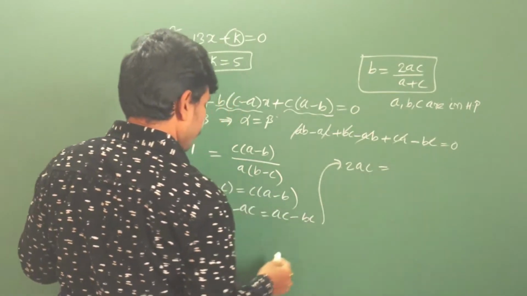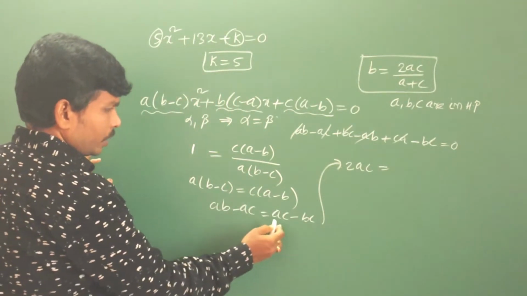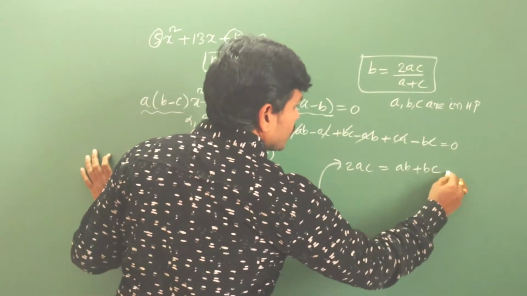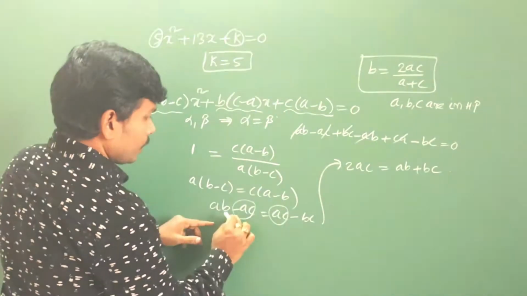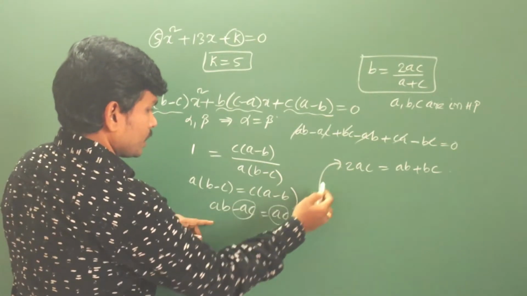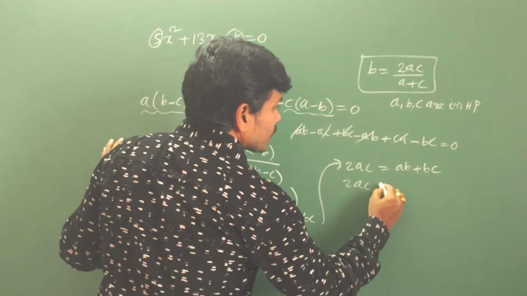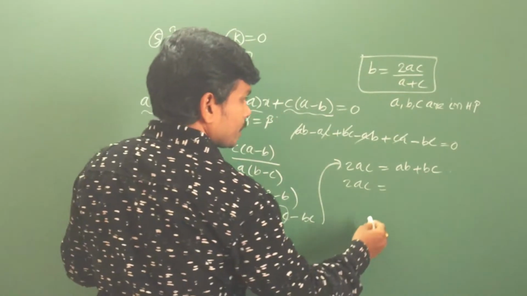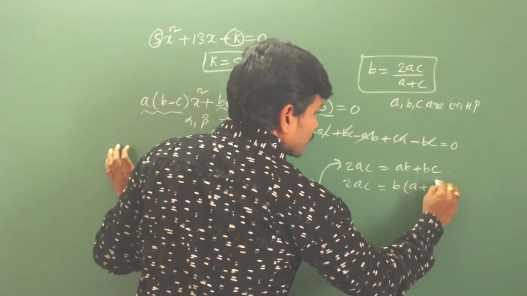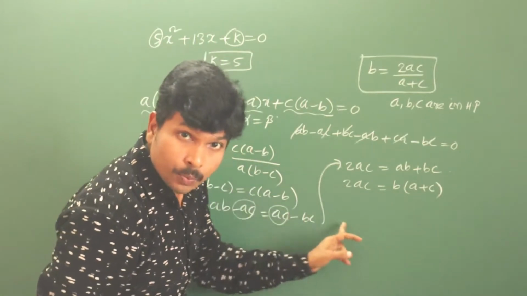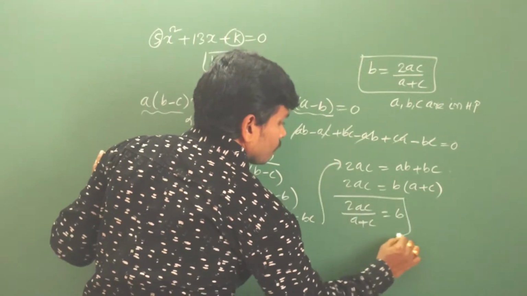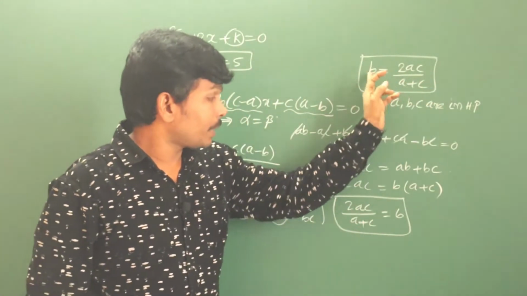2AC is equal to, tell me, AB plus BC. This minus AC, send this side, plus AC, AC plus AC, 2AC. This is plus BC. So 2AC is equal to, here we get a common factor. Yes, you got it, common B. B is common, A plus C. From this, transpose A plus C to the right hand side: 2ac by a plus c is equal to b. Got it here. 2ac by a plus c equal to b.